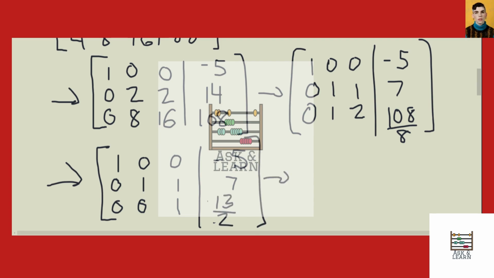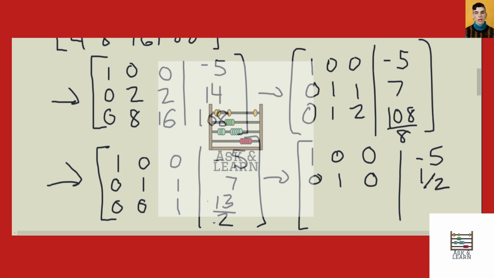And finally, subtract row 3 from row 2. So we get 1 0 0 negative 5, 0 1 0, 1 minus 1 is 0, and 7 minus 13 halves is 14 halves minus 13 halves, which is 1 half. And then 0 0 1, 13 halves.